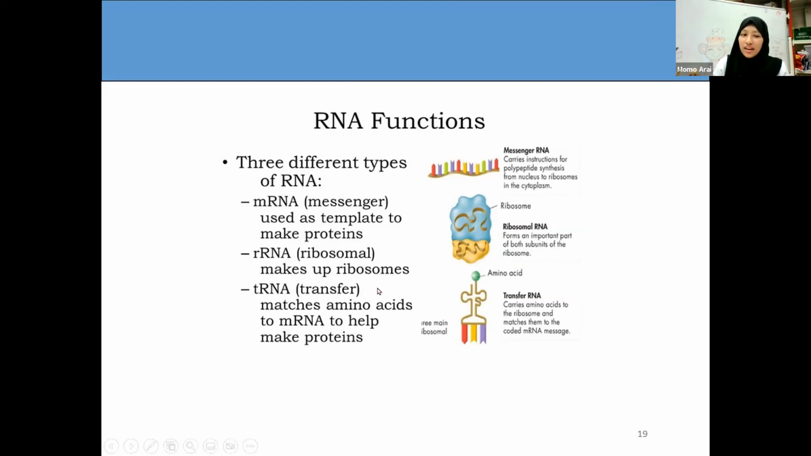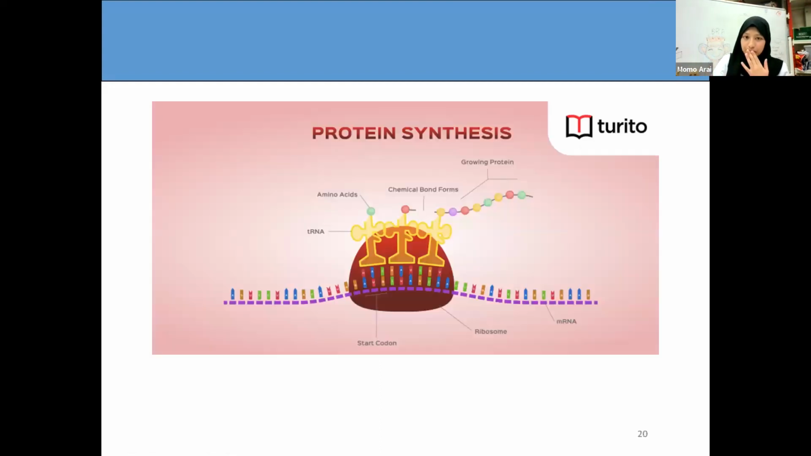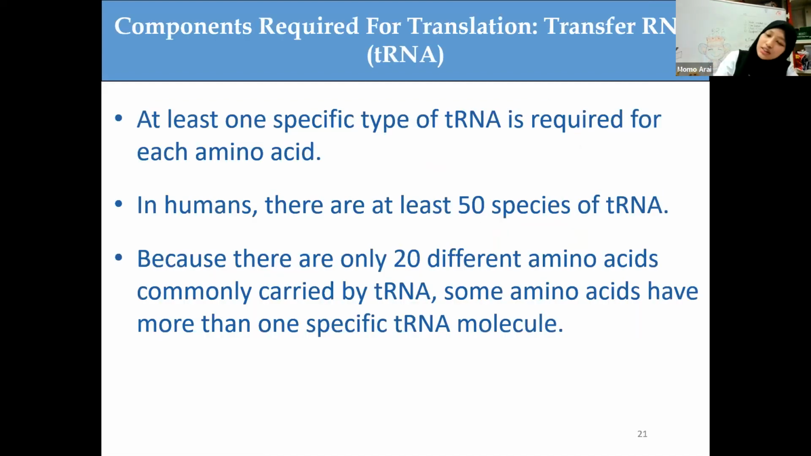So tRNA, rRNA, mRNA. Now, again, these are all of the things you need for protein synthesis to occur. So please don't forget them. And the site is, again, ribosomes, which is in the cytoplasm.